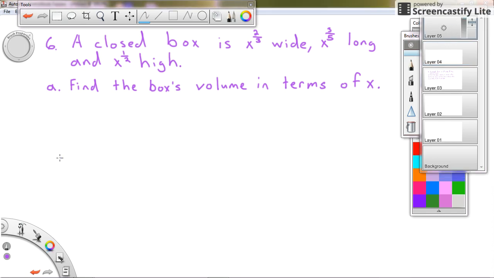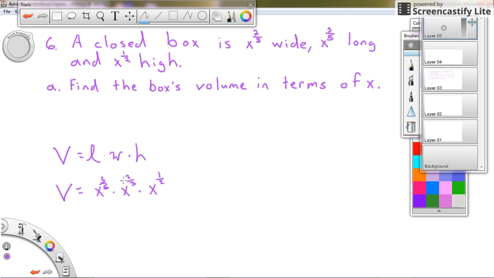Okay, here we go. So I know that the volume of a box is equal to the length times the width times the height. Okay, well, in our case, we have an expression for each one of these things. So let's just plug them in. So our volume is going to be equal to our length, which is x to the 3/5. It really doesn't matter which order you put it in, but I'm just going to stay true to this formula up here. Times the width, which is x to the 2/3, times the height, which is x to the 1/2 power.